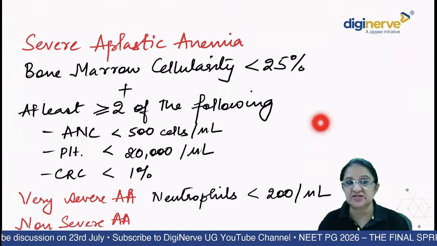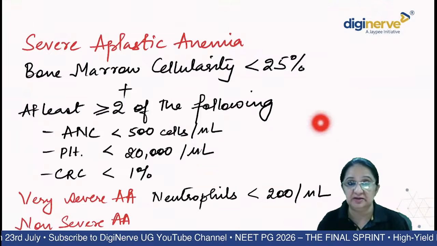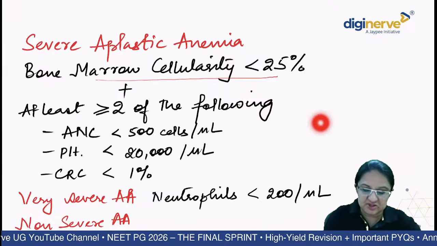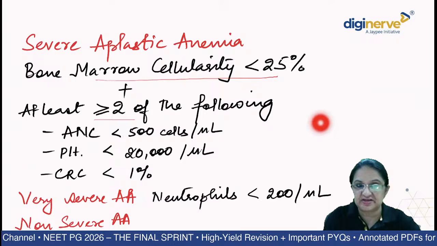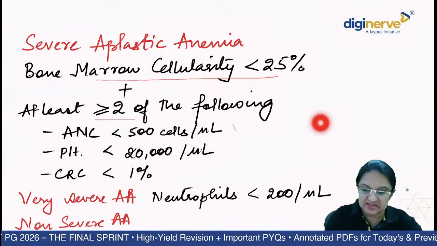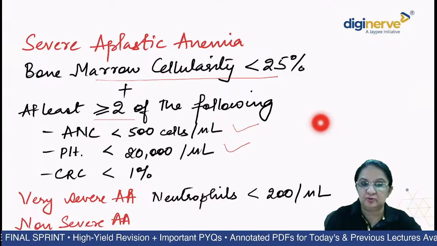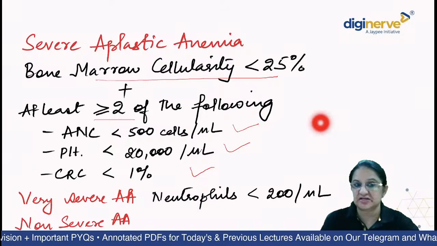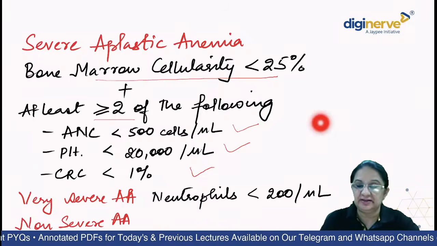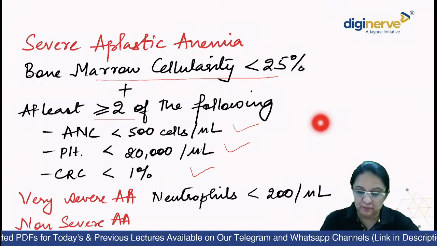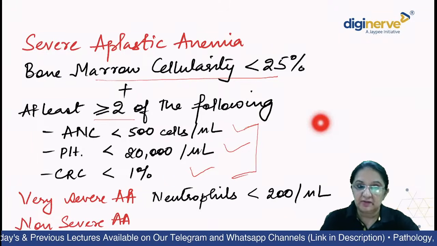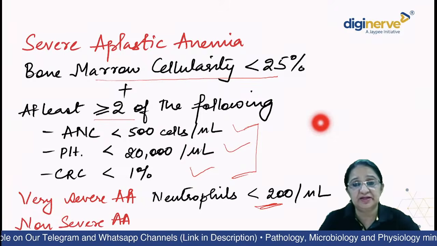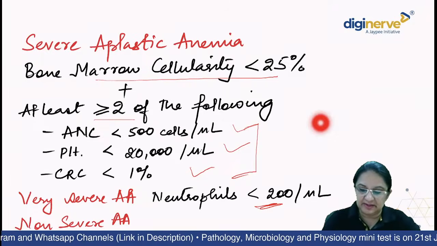What is the diagnostic criteria for severe aplastic anemia? Your bone marrow cellularity should be less than 25%, plus at least two of the following features should be present: absolute neutrophil count less than 500, platelet count less than 20,000, and corrected reticulocyte count less than 1%. Very severe aplastic anemia is when your neutrophils are less than 200 per microliter.